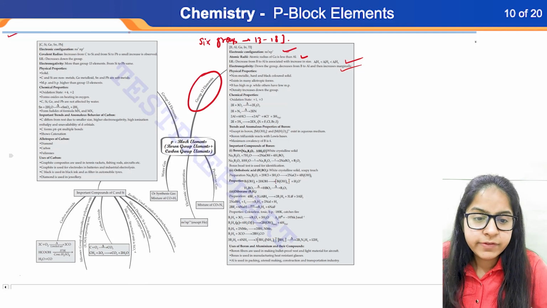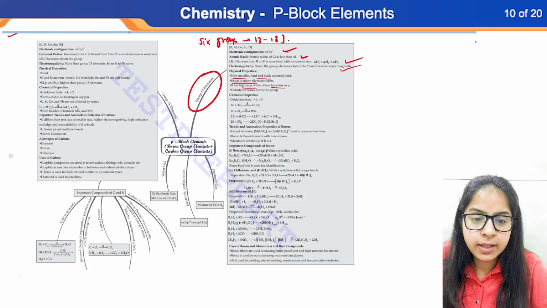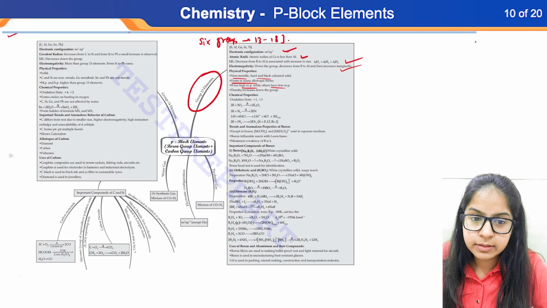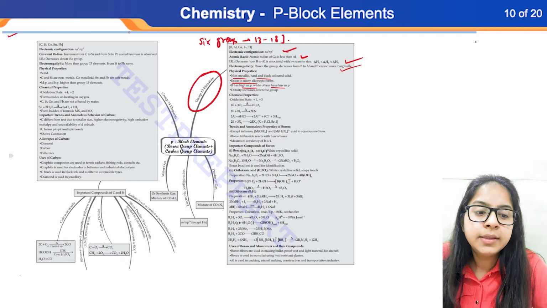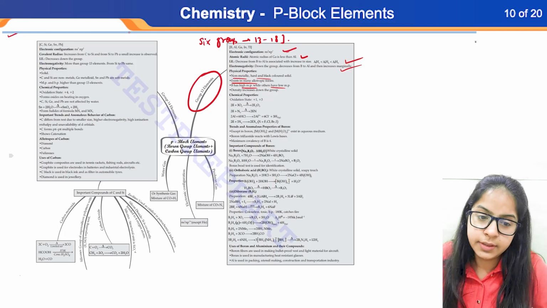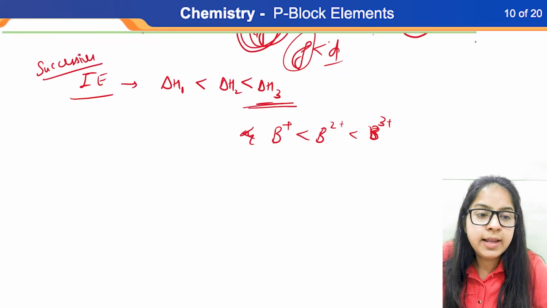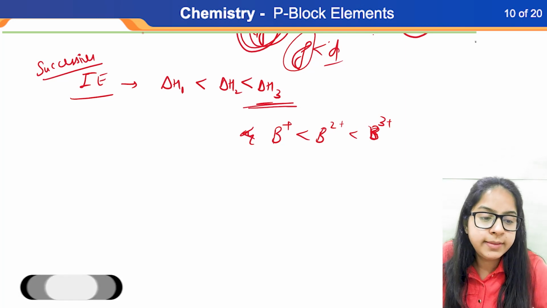Now the physical properties of these groups, they are non-metallic in nature, hard and black solids exist in many allotropic forms. Boron has high melting point while the others have a low melting point. Density increases down the group as the molecular mass is going to increase. Now there are some of the chemical properties and you need to remember this. How the chemical properties relate with the oxidation state, because oxidation state will tell us how many ionic bonds or covalent bonds are going to be formed by these elements.